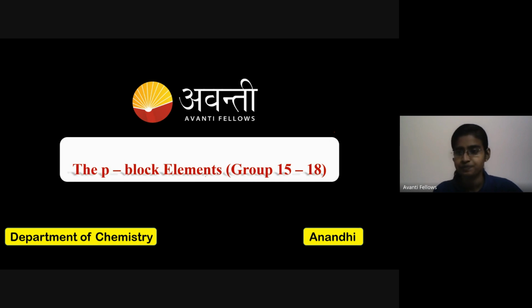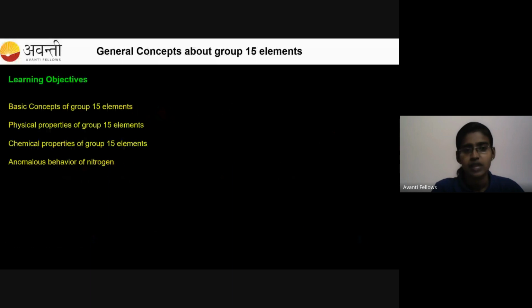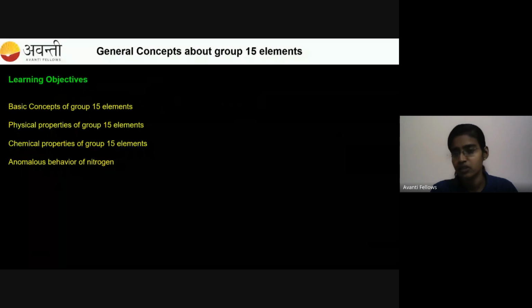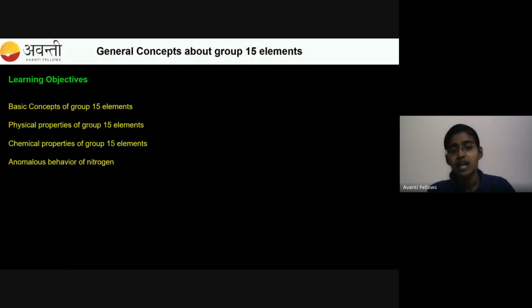So, in the last class, we discussed the p-block elements, that is from group 15 till 18. Last class only we started this lesson. As I have told you, we are discussing the basic concepts of group 15 elements, and the physical, chemical, and anomalous behavior of nitrogen. In the last class, we completed the first topic, that is, all the basic concepts of group 15 elements.